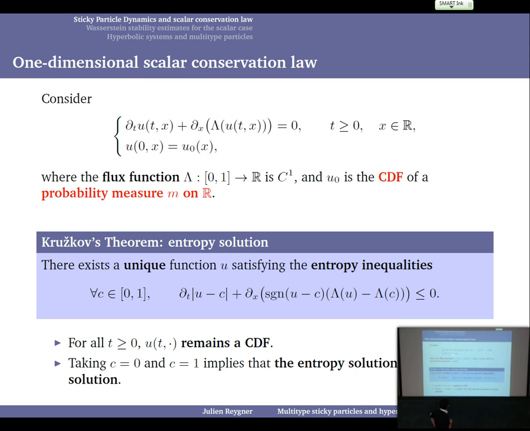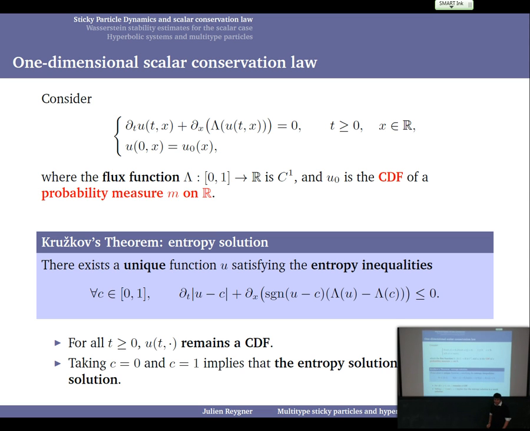So this is the main equation I will be interested in. I assume everyone is more or less familiar with this conservation law. Let me just recall that conservation law means that the space derivative here is written under a conservative form. Scalar means that the conserved quantity U here is a scalar quantity, and one-dimensional means that the space variable X is a scalar, or is one-dimensional.